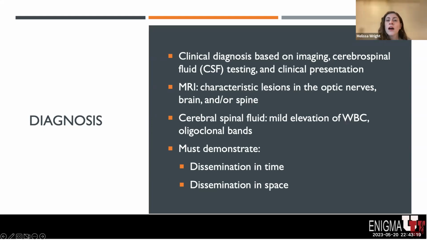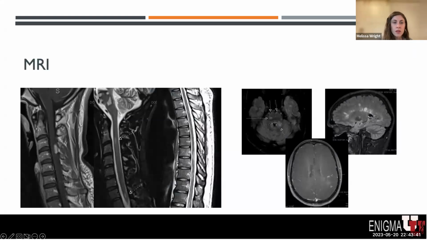If patients don't meet criteria for dissemination in time, then we often follow them closely if we have concern that this will progress and patients will develop another episode that would meet the criteria for dissemination in time. Additionally, there's many mimics of multiple sclerosis. So if patients have atypical imaging or presentations, we think about these other conditions. In these images here, you can see the areas of the spinal cord and the brain that appear more white. These are the MS plaques that I was referring to previously and are characteristic lesions of multiple sclerosis.